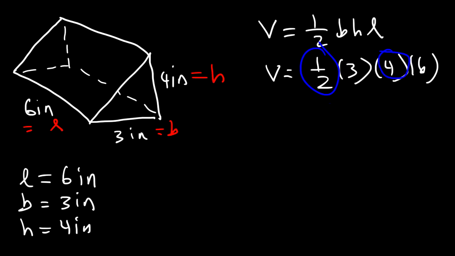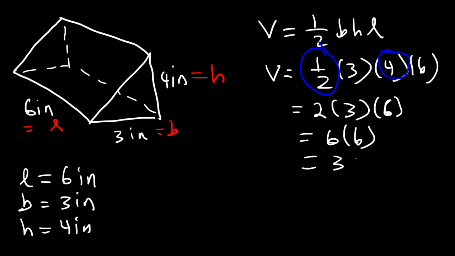1/2 of 4 is 2. So we're left with 2 times 3 times 6. 2 times 3 is 6, so we have 6 times 6, which is 36. And don't forget to write the units. Inches times inches times inches is inches cubed or cubic inches. So the volume is 36 cubic inches.